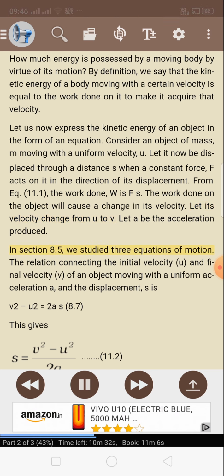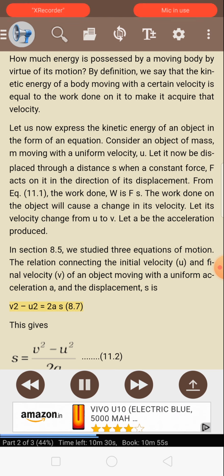In section 8.5 we studied three equations of motion. The relation connecting the initial velocity u and final velocity v of an object moving with a uniform acceleration a and the displacement s is v² − u² = 2as (8.7). This gives (11.2). From section 9.4 we know F = ma. Thus, using eq. 11.2 in eq. 11.1 we can write the work done by the force F as (11.3). If the object is starting from its stationary position, that is u = 0, then (11.4). It is clear that the work done is equal to the change in the kinetic energy of an object. If u = 0, the work done will be... Thus, the kinetic energy possessed by an object of mass m and moving with a uniform velocity v is (11.5).